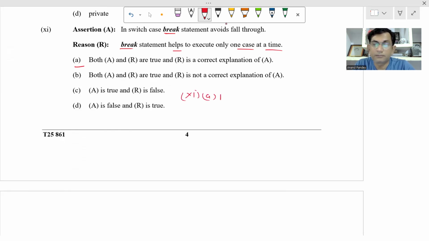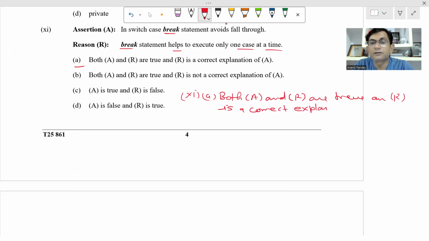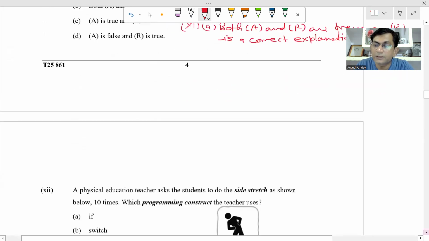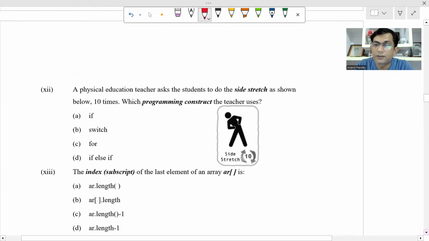Answer A. And again I'm telling you, don't be lazy. Write down: both A and R are true and R is a correct explanation of A. Write down, don't be lazy. Okay, write. If you think too long, thinking takes more time than writing, so write it in that time.